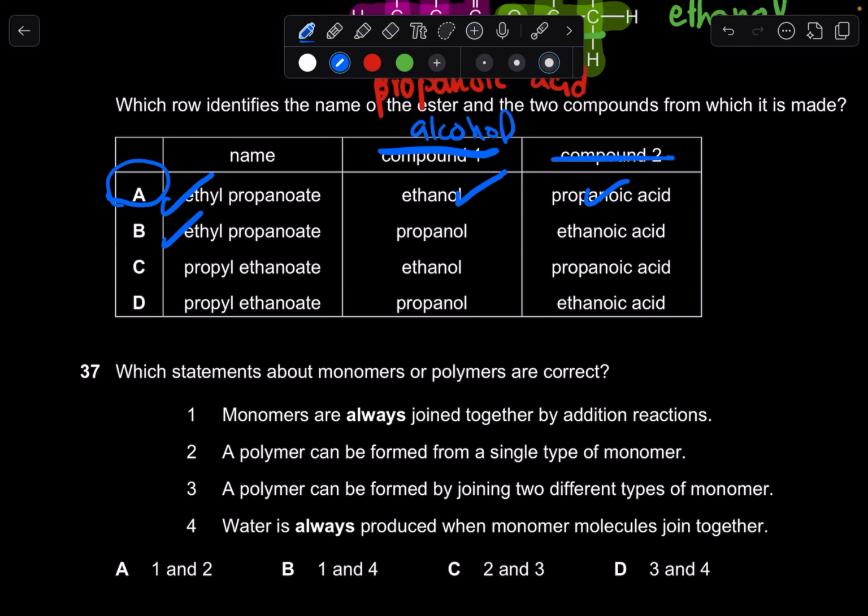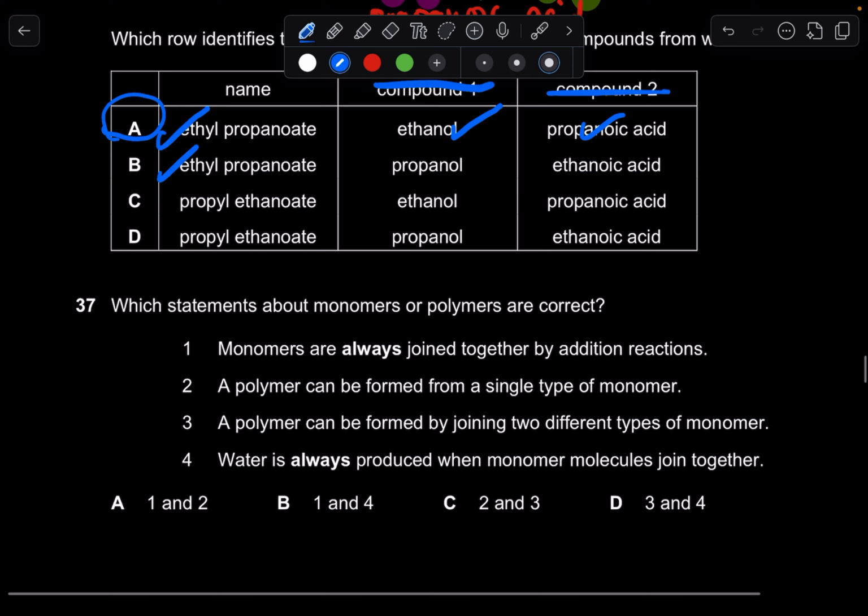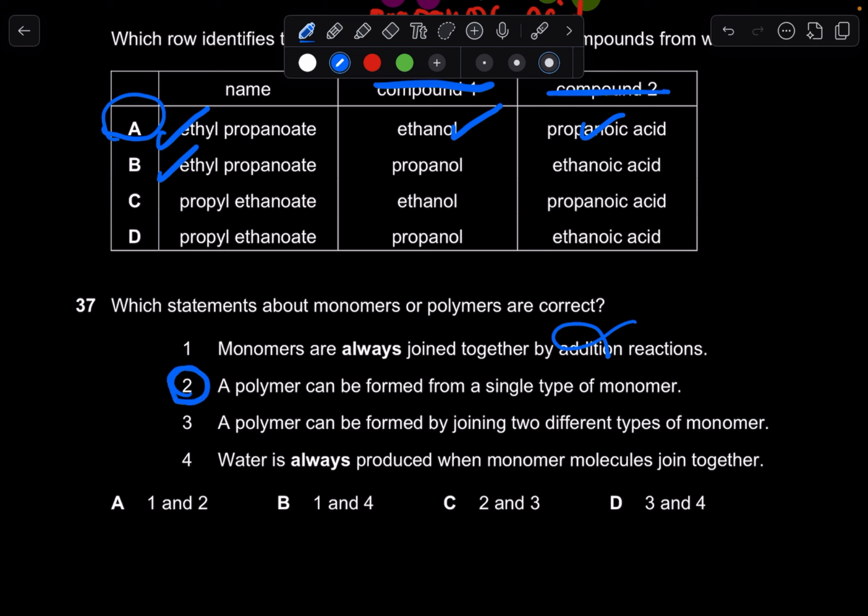Okay, which statements about monomers or polymers are correct? Monomers are always joined together by addition. No, they're sometimes joined together by condensation as well. A polymer can be formed from a single type of monomer. Yes, if both sides have the functional group, or if there is a carbon-carbon double bond, then you only use one type of monomer. A polymer can be formed by joining two different types of monomer. Yeah, either you can use the same type or different types as well. Water is always produced? Never. In addition reactions, you don't form water. So it has to be option number C.